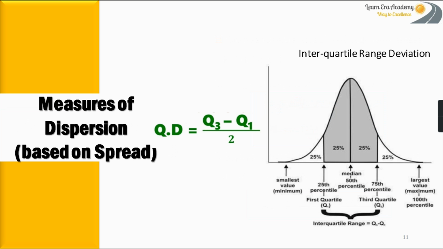Now we can see about one more parameter called interquartile range. Half the distance between the 75th percentile, that is the third quartile Q3, and the 25th percentile, that is the first quartile Q1, is the quartile deviation or interquartile range. So it will be calculated by this formula: Q3 minus Q1 divided by 2.